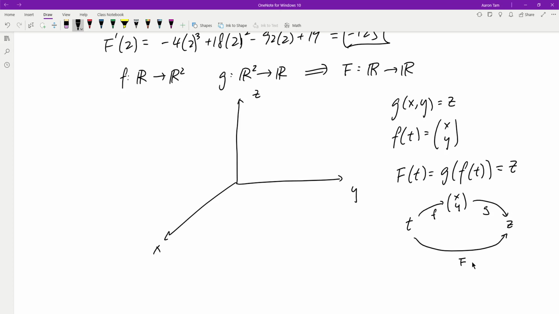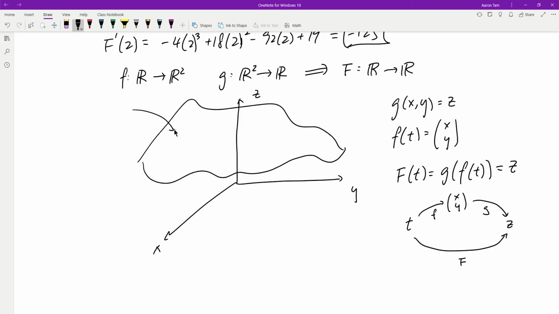So when we do this, what's actually happening? Let's try to figure this out. Let's think about what g is first. g is basically a surface in R3. So let's say here's my function g of x, y equal to z, which forms a two-dimensional surface. What does f do? f forms a curve in R2.